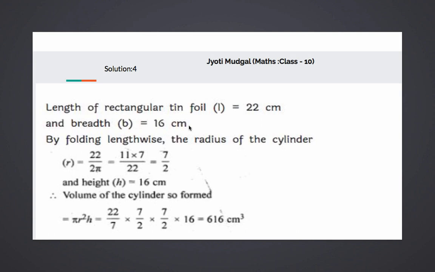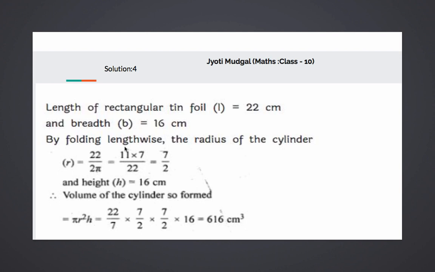What's the breadth? It is given 16 centimeter. Is wrapped around to form a cylinder of height 16 centimeter. So how is it folded? It's folded lengthwise. Students, this is very, very important. How is it folded? Okay. So now when it is folded, the question says find the volume. Before I find out the volume, I will recapitulate the formula. What's the formula for volume of cylinder?